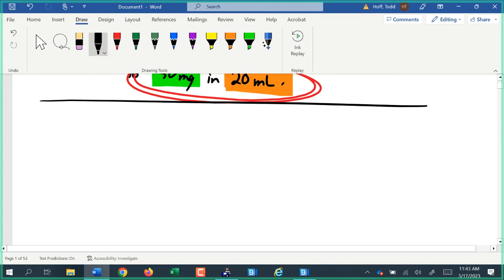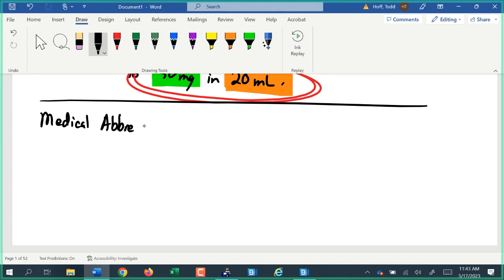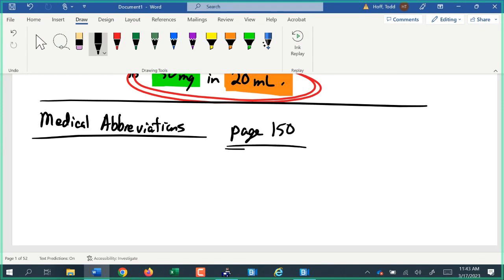The final piece that we need before we get into the actual calculation of the dosages is our medical abbreviations. These are found in your textbook on page 150. And I should state, I am not going to quiz you on these abbreviations. There's never going to be anything on a test that says, what does the abbreviation IV stand for? But you do need to understand these abbreviations well enough because some of them are going to be significant in our dosage calculations.